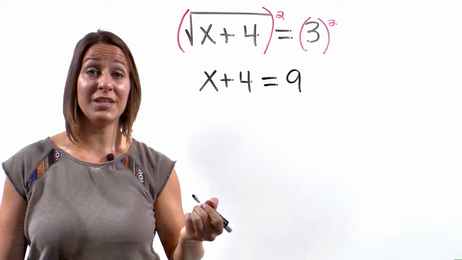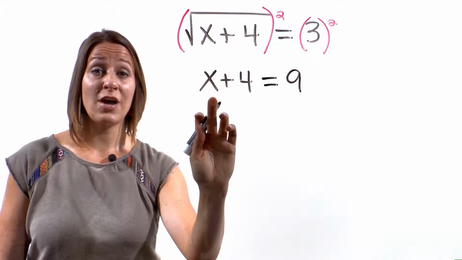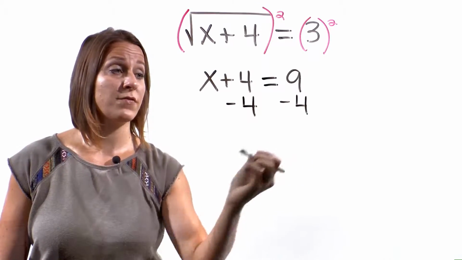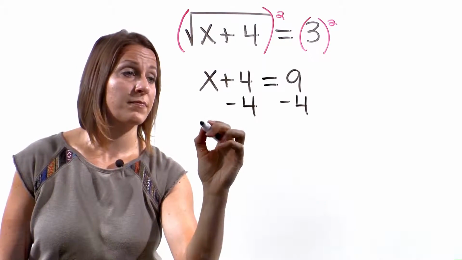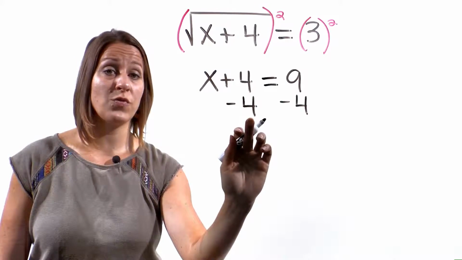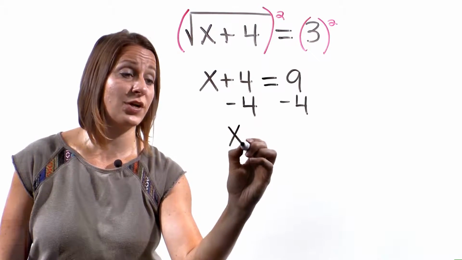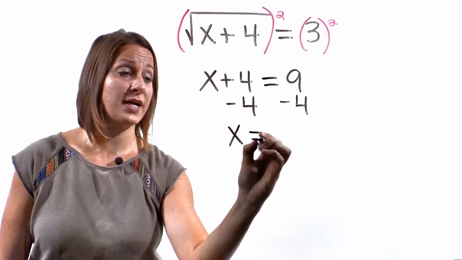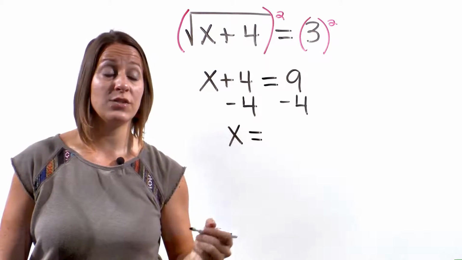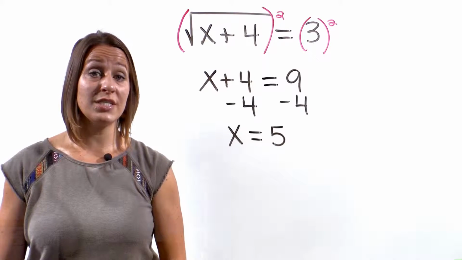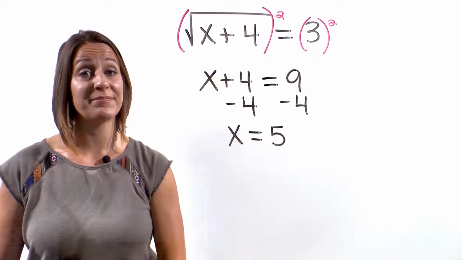Next, we're left with a linear equation. We're going to solve for x, so we'll subtract 4 from both sides. 4 minus 4 is 0. We can cancel that, so we're just left with our x. We're left with our equal sign, and 9 minus 4 is 5. So our answer to this problem is x equals 5.